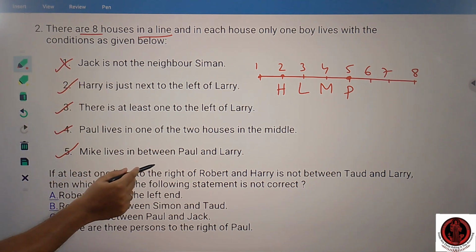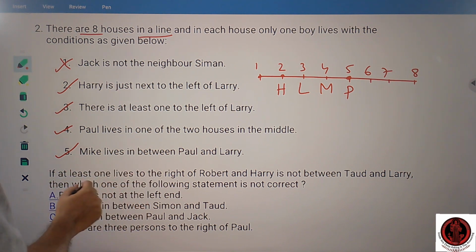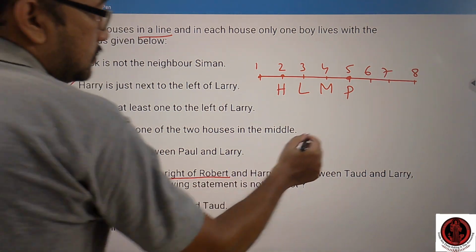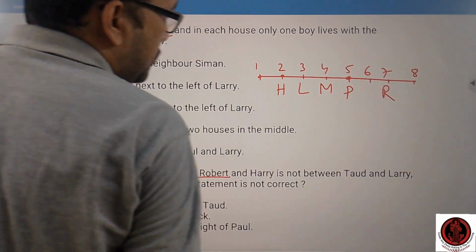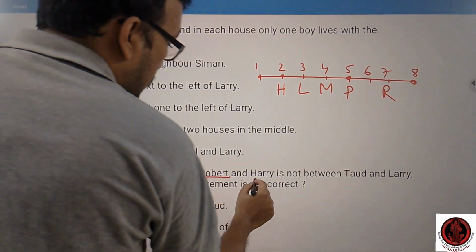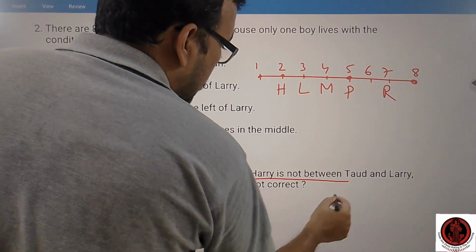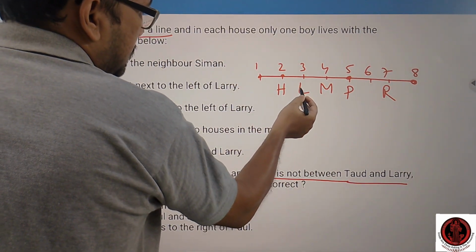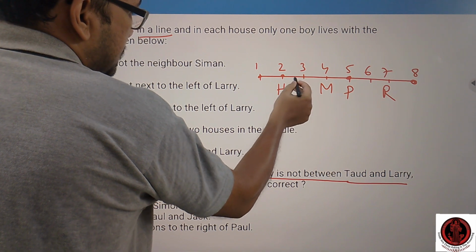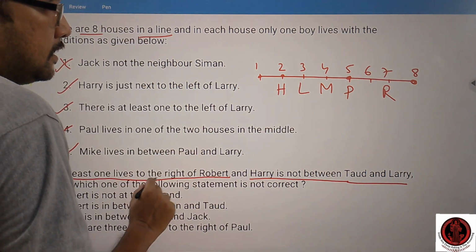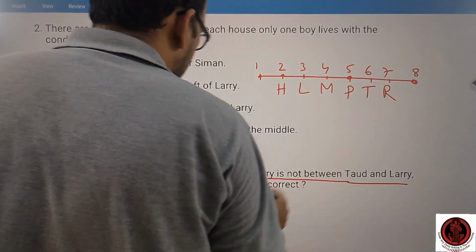Now some more data is given: at least one is to the right of Robert. So if this is Robert, then to the right of Robert at least one is there. And Harry is not between Todd and Larry. So this is Larry. So this cannot be Todd because Harry is not between Todd and Larry. So this is Todd.